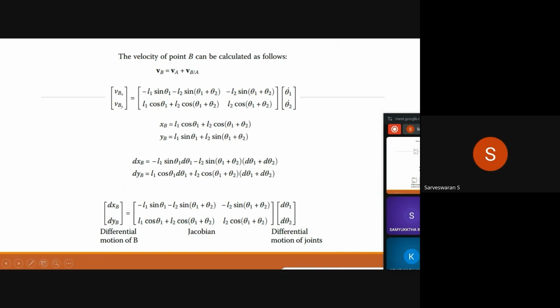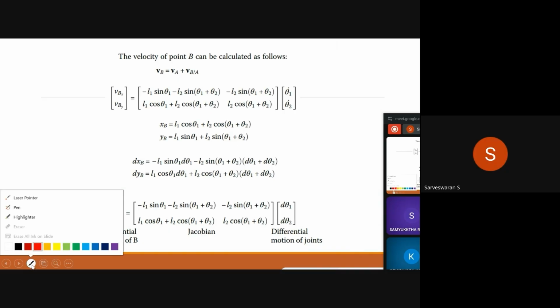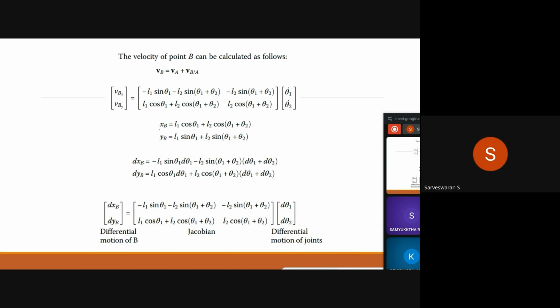So XB. For those who were absent for the previous classes, just remember, this is the position in X and this is the position in Y. L1 is the link length of link 1 and L2 is of link 2, and this is for a 2D planar robot. So consider we have a planar robot.